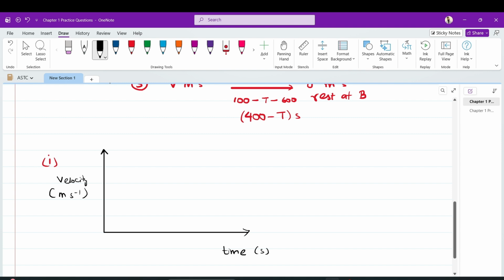Now we know that during the first part of the journey, it starts from rest. So the graph is going to start from here, and then it travels in a straight line. It accelerates uniformly, right? So uniform acceleration means that it is going to be a straight line. The velocity that it reaches is going to be v.